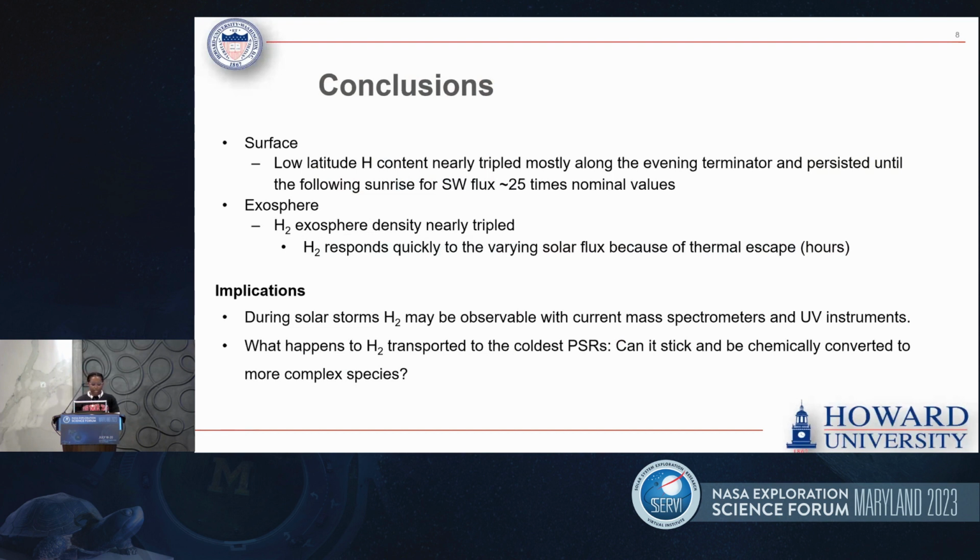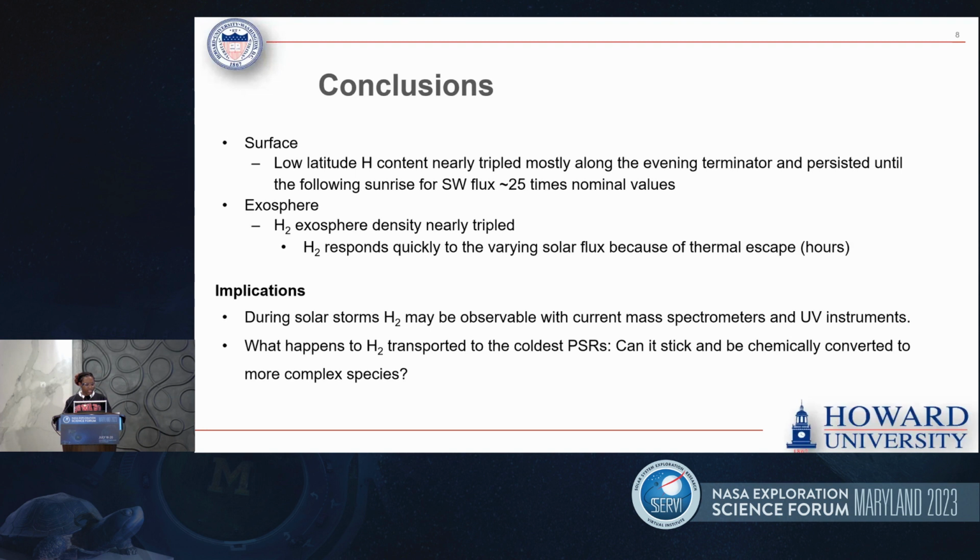We also saw that in the exosphere, the hydrogen molecule density nearly tripled, with it subsequently decreasing as the storm left the Earth-Moon system. And we noted that the hydrogen molecules responded quickly to the varying solar flux because of the thermal escape in the wee hours of the morning, and of course, most of it staying and eventually leaving as the day transfers.